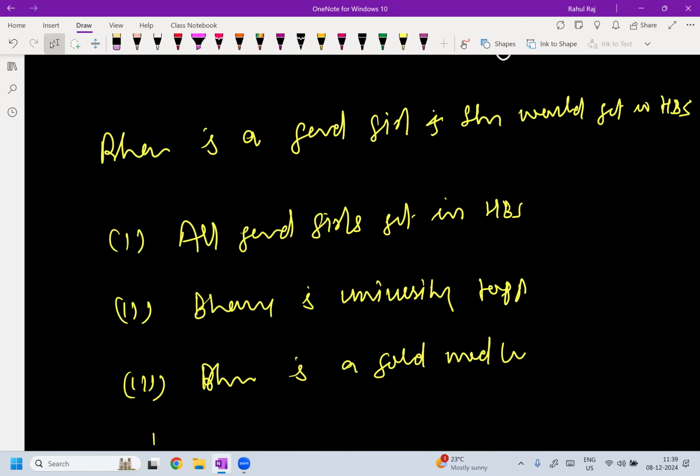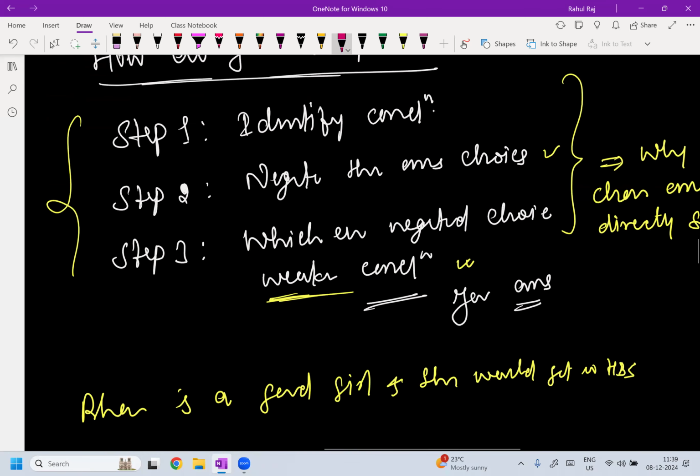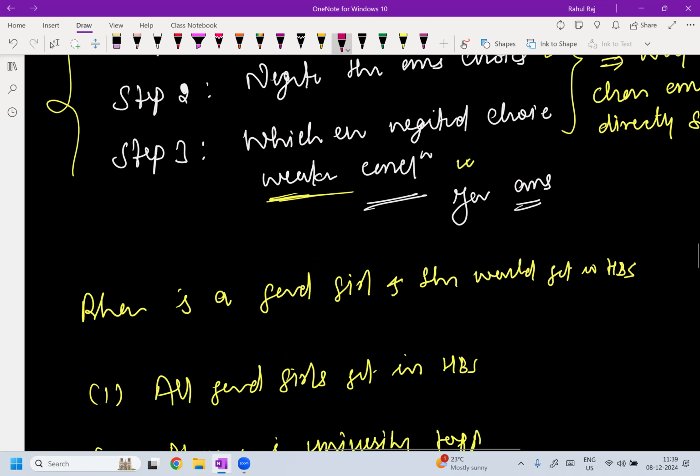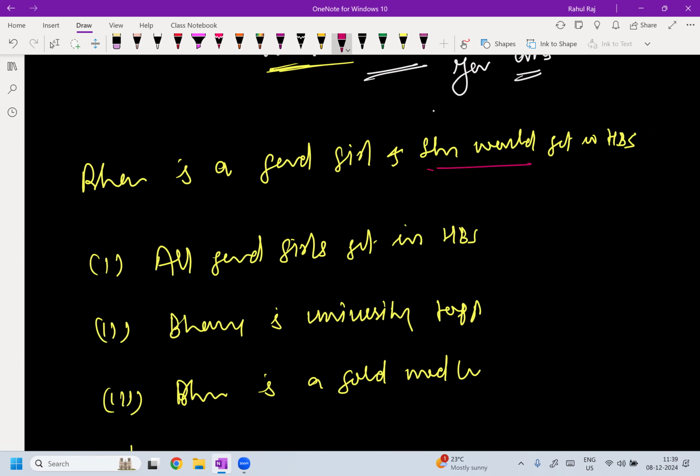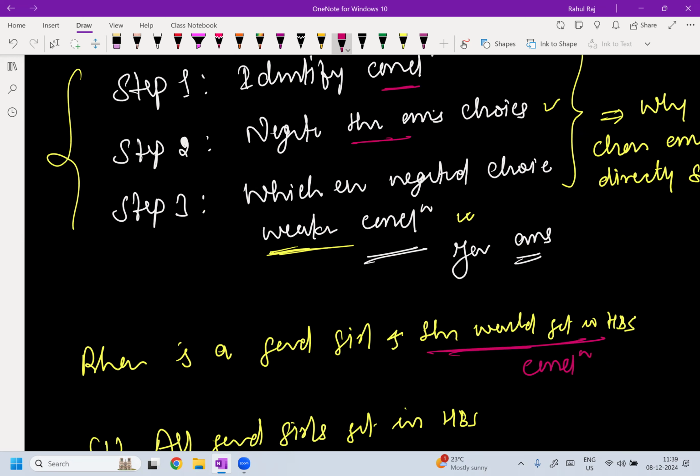Now the question is asked, the argument is presented in front of you: Bhavna is a good girl, and she would get into Harvard. What is your first step? Identify the conclusion. Now I'm identifying the conclusion: she would get into Harvard. This is my conclusion. Am I 100% right? Yes or no? Tell me. Agreed? Yes.